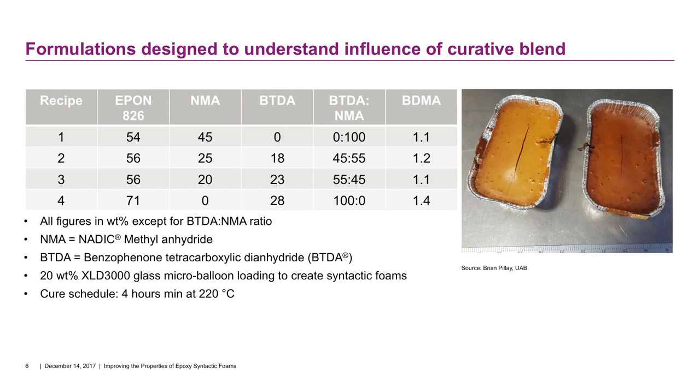So that speaks to some of the processing issues that I had referenced previously, and I'll show you how those work going forward. We also included, as a standard, 20% loading of glass microballoons. We utilized the standard EPON 826 resin as our basis. And our cure schedule is 4 hours at 220 degrees C. We have essentially created a ladder from 0 to 100% BTDA content. We have included BDMA as an accelerator, and the foam composites were produced in these loaf pans, as you see to the right here.